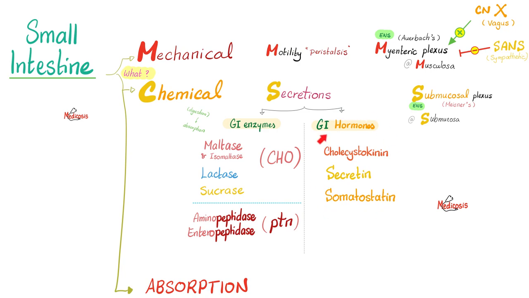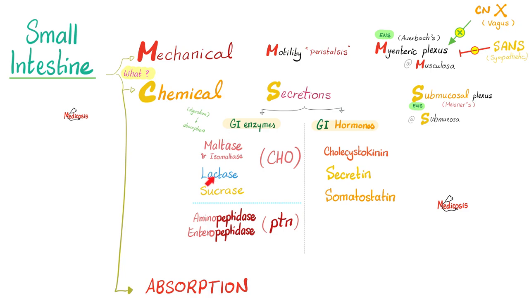Give me examples of these hormones. Cholecystokinin. Oh, I know that. Cholecystokinin, pancreozymin. Squeeze the gallbladder. Increase pancreatic enzyme secretion. How about secretin? Increase pancreatic duct secretion for water and bicarbonate. How about somatostatin? Universal inhibitor.